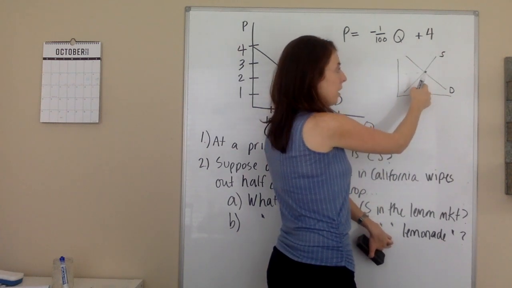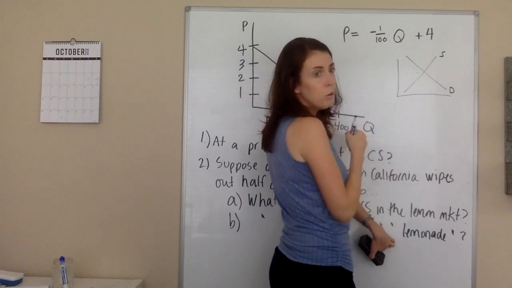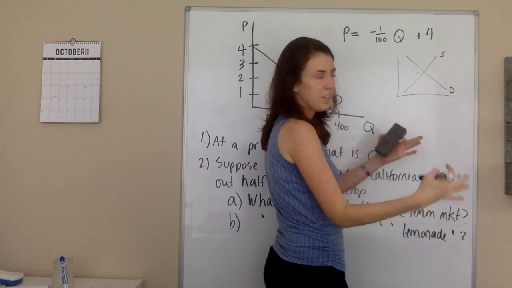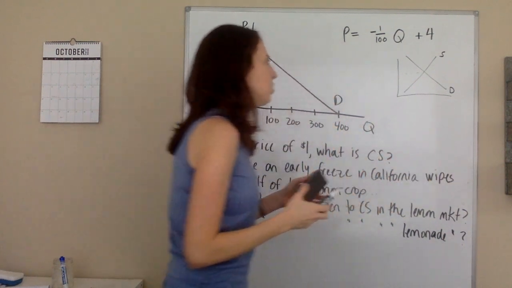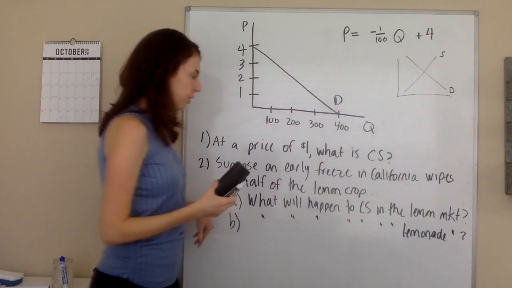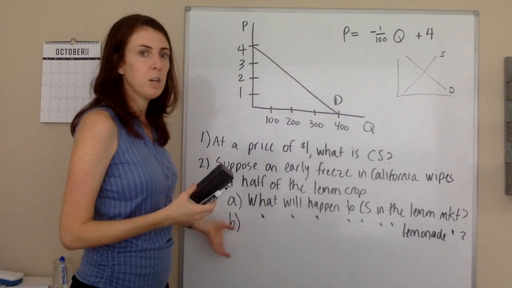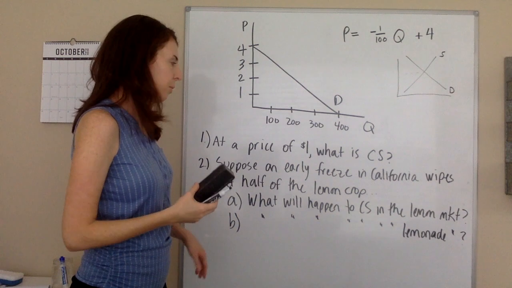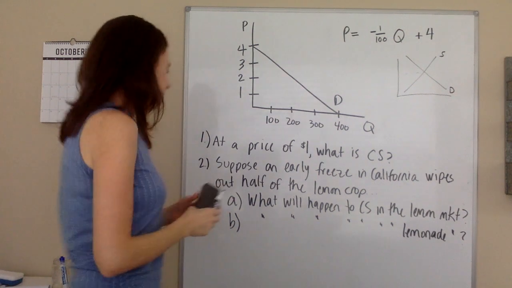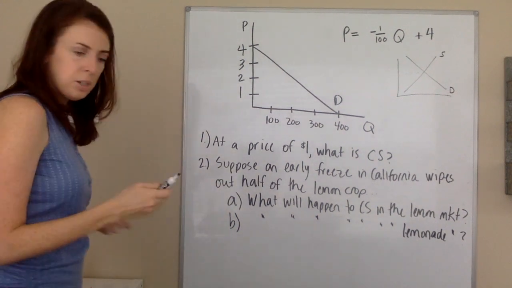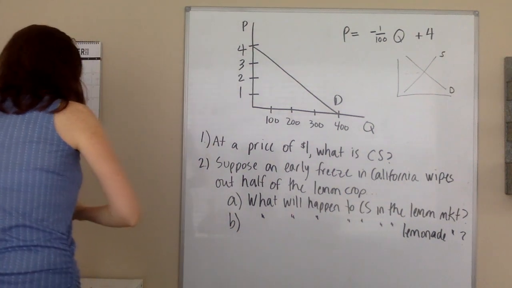So in the lemonade market, one of these things is going to move. As a result, the whole triangle is going to change. And so you need to think about whether the new triangle in the lemonade market will be bigger or smaller than the initial triangle that represented consumer surplus. Okay, so that's what you need to work through today.